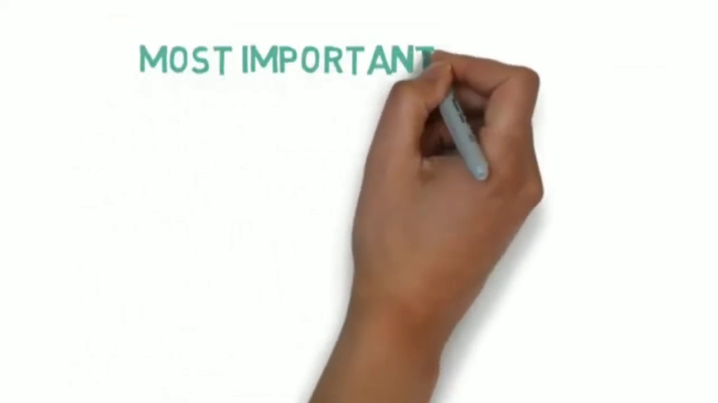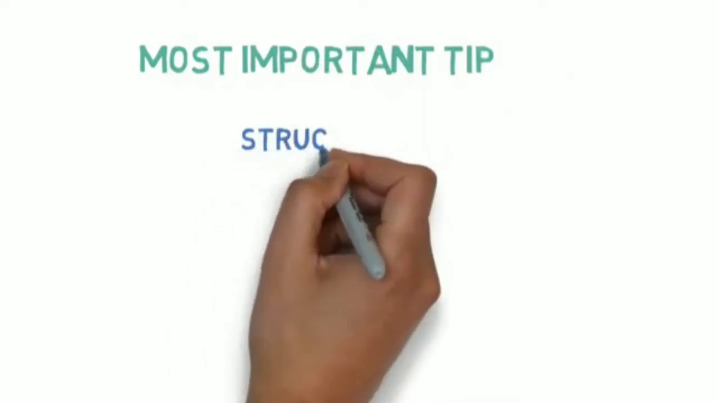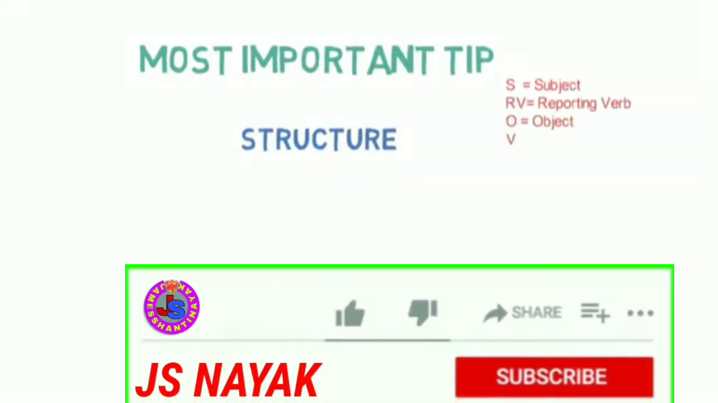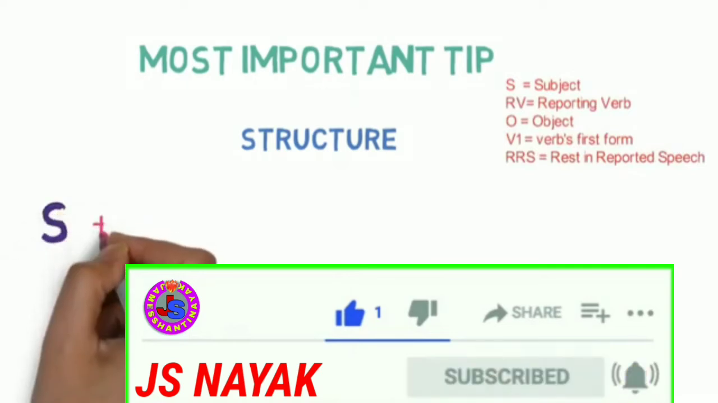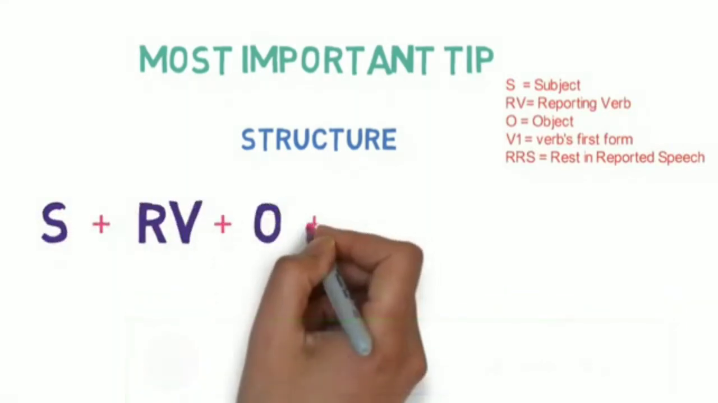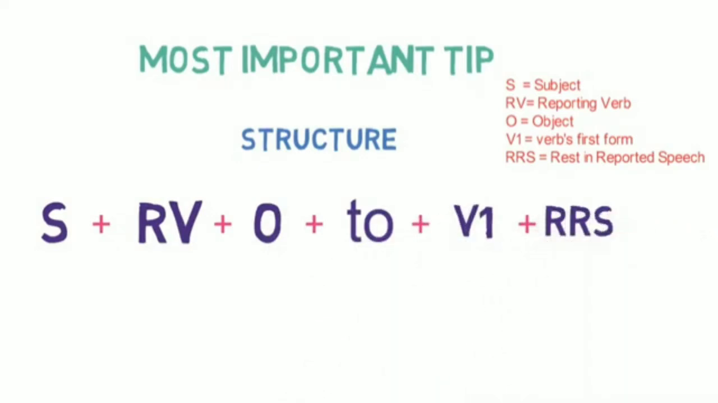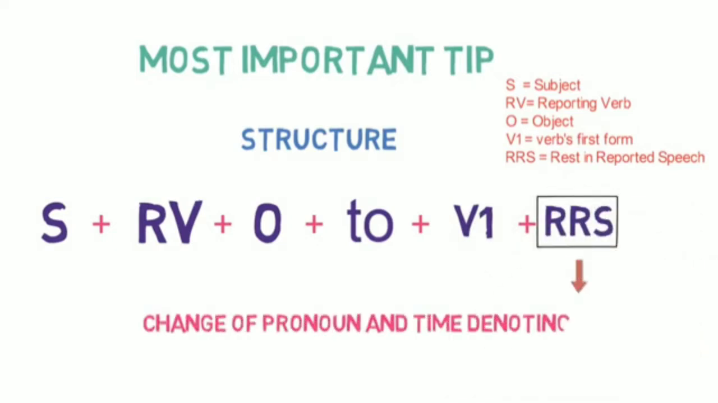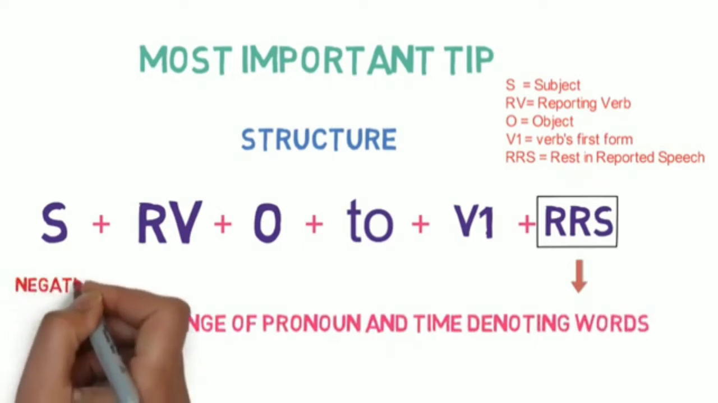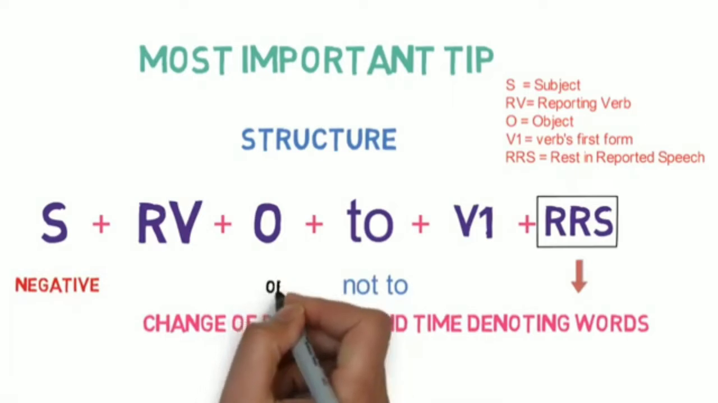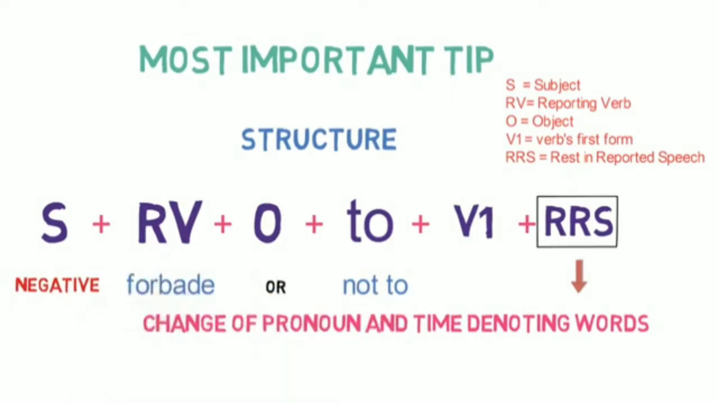The most important tip for you is, most of the time the structure of indirect speech for imperative sentence will be like this: subject plus reporting verb plus object plus to plus main verb plus remaining part in the reported speech. Remember to change the pronoun and time denoting verb in the remaining part. Also, remember we can use not to when the reported speech is in negative form, or forbade also in case of reporting verb. Remember this structure and you won't find difficulty in converting from a direct to indirect speech.